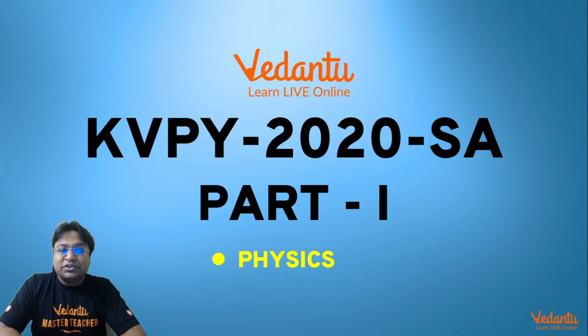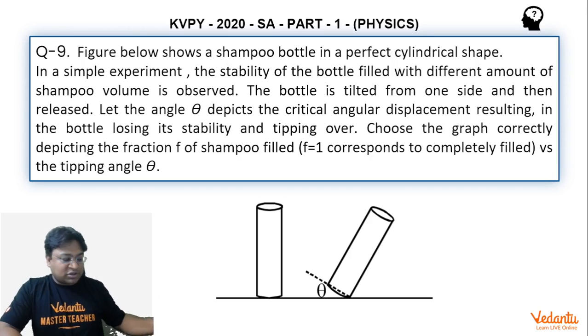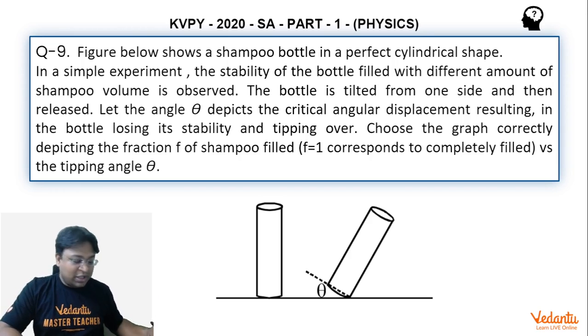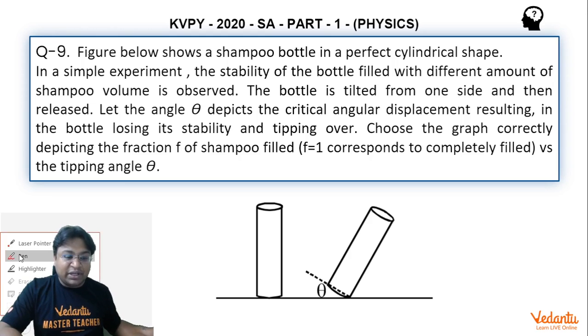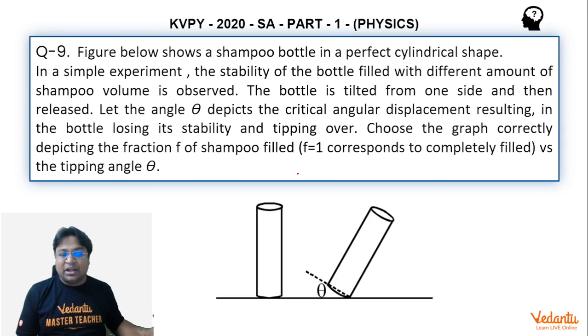Hello students, so we are here to discuss the KVPY essay paper of 2020, physics section, and right now we are discussing question number 9 of the physics part. This question talks about the stability of a shampoo bottle, and we have to discuss the situation when the bottle was completely filled and we were draining out liquid from the bottle so that the level of the liquid kept on falling. Okay, so what we have to discuss, I'll tell you exactly.